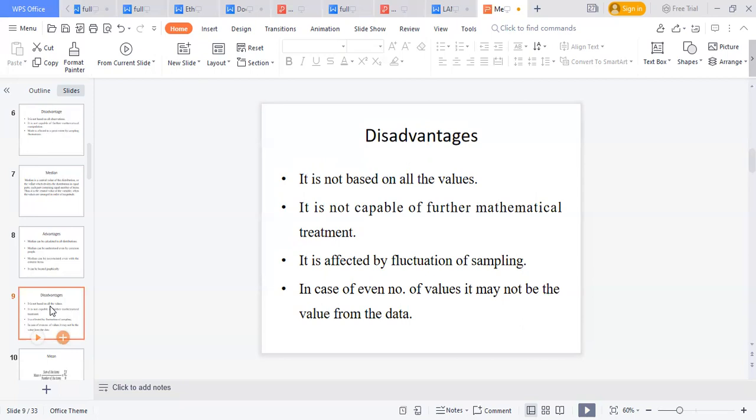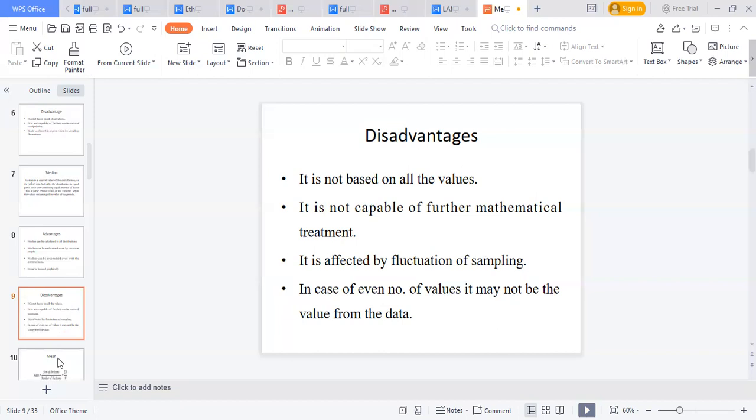Like I mentioned, in case of even number of values, it may not be a value from the data. So you may find that, for example, if the values that you use to calculate, one is 21, the other one is 22, you can end up with 21.5. That 21.5 may not be appearing at all in that distribution.